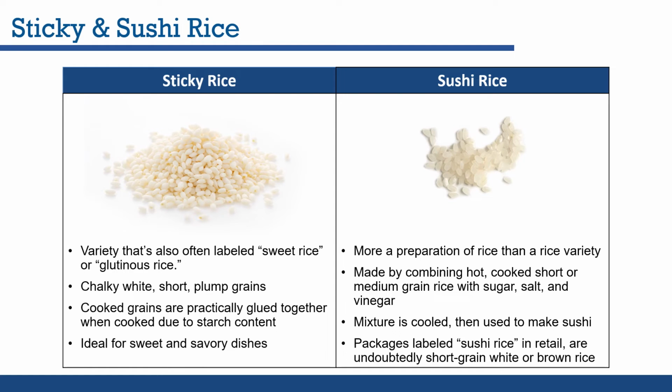You'll often find packages of rice labeled sushi rice at the store, and they will undoubtedly be short grain rice. Short grain rice tends to clump and stick together when cooked, so you can either add the vinegar, sugar, salt seasoning for traditional sushi rice, or you can cook the short or medium grain rice and enjoy it plain.